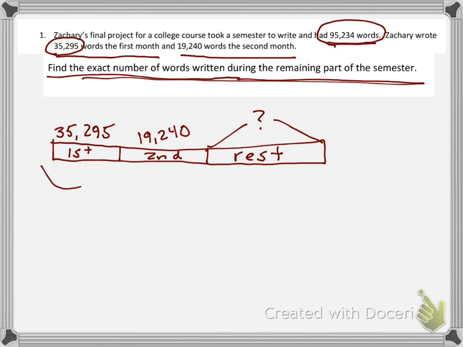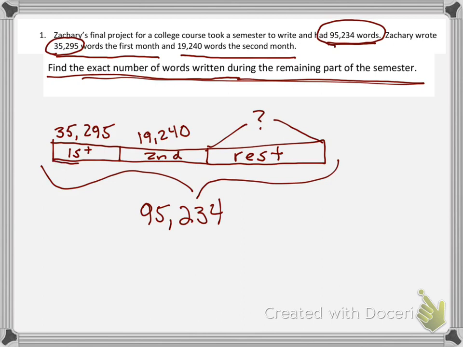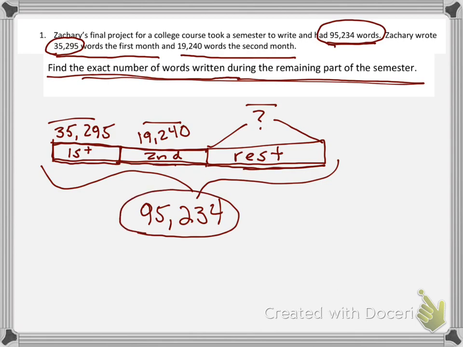It took the whole course, the whole semester, and this whole thing represents 95,234 words. So this part of the tape diagram is 35,295. The second part, the second month, he wrote 19,240, and the rest we do not know. But we know that this value and this value and this value is all going to equal 95,234. So this is a multi-step word problem.